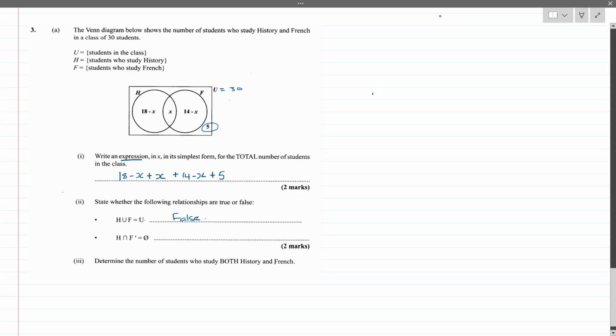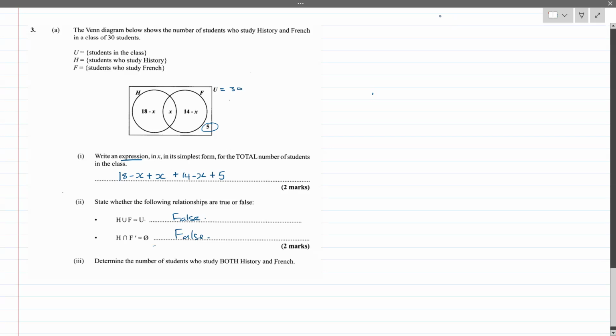H intersect not F. The number of students in history and not in F is equal to the empty set. So the number of people that are in history and not in French, there's still a number of students that will be doing history and not French, which would be these people in this area here, 18 minus X. So it is not equal to the empty set. That is also a hard false.